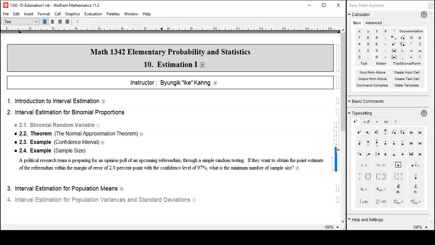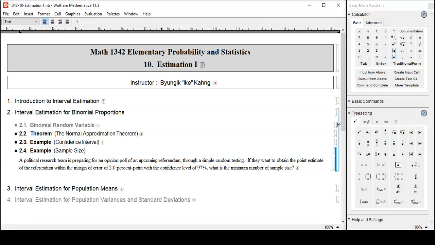A political research team is preparing for an opinion poll of an upcoming referendum through a simple random sampling. If they want to obtain the point estimate of the referendum within the margin of error of 2.0% point with a confidence level of 97%, what is the minimum sample size?